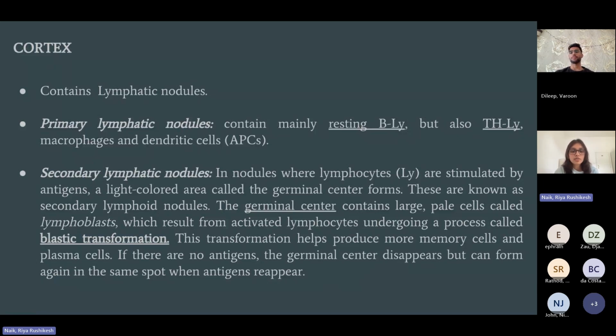But if there are no antigens present, the germinal center disappears, and the lymph nodule again becomes a primary lymphatic nodule. But the germinal center can keep on reoccurring again and again depending upon whether there is an antigen present or not.